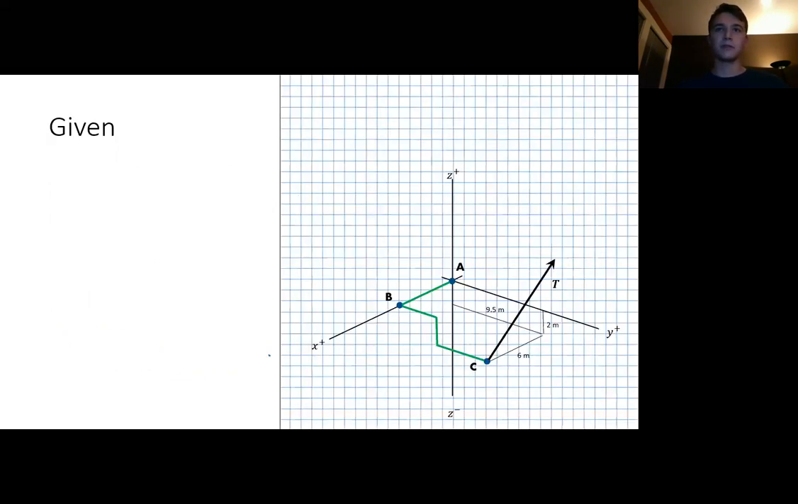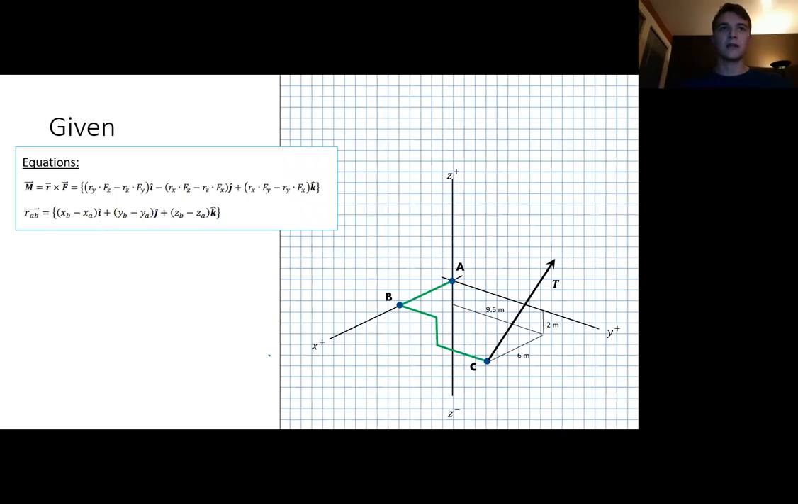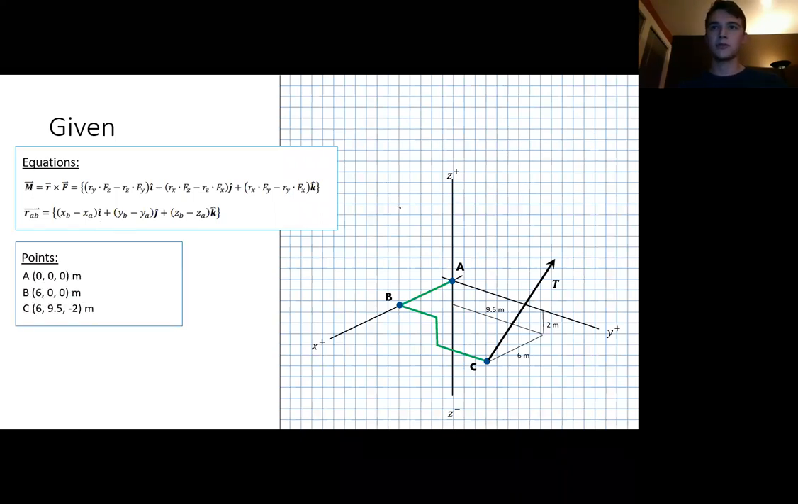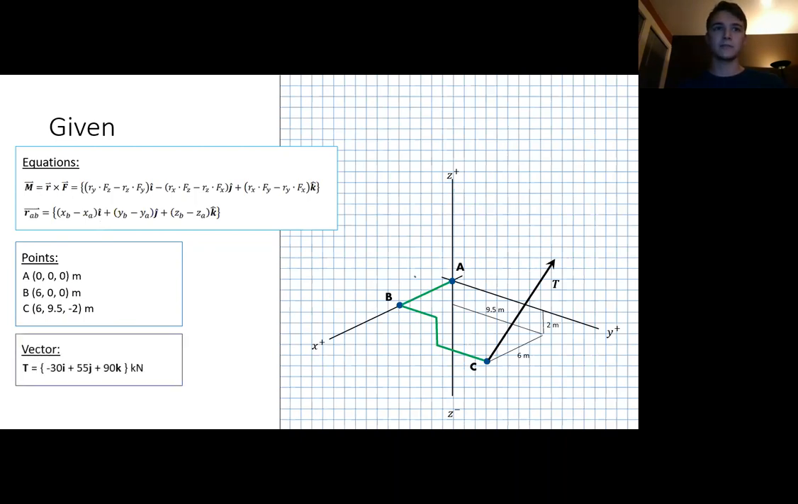So again, here's our given. We're given the equations. Now we can determine the points using the figure on the right. A is going to be our origin, so 0, 0, 0. Our B is moving 6 meters in the positive x direction. And then our C is 6, 9.5, and -2. We're also given our force vector. And these are all using the correct units, and I've indicated those on the outside.